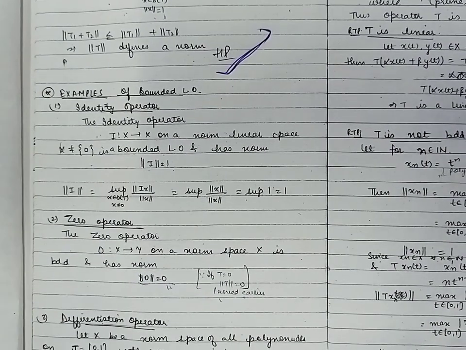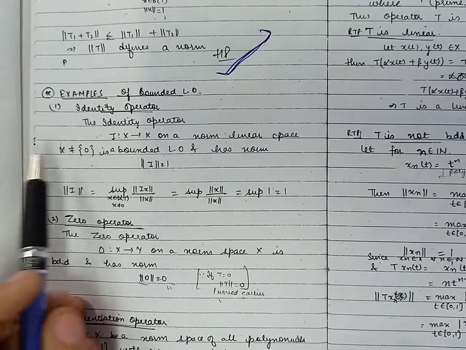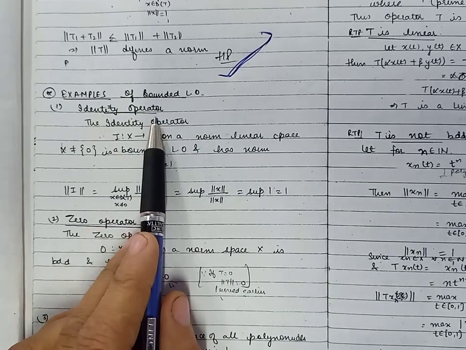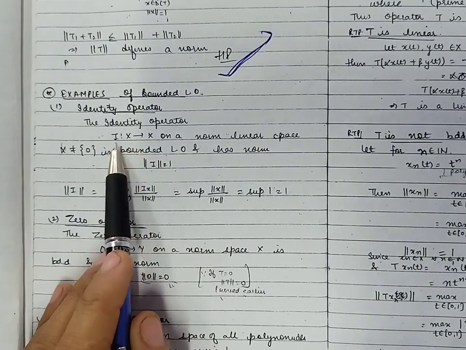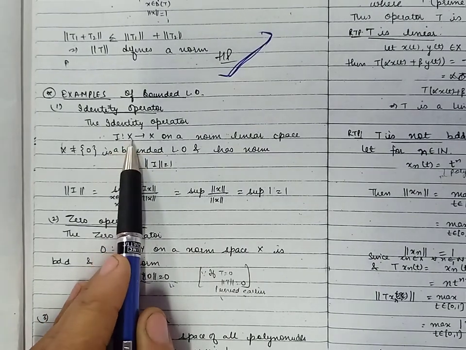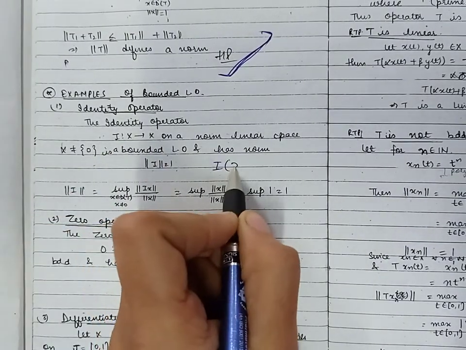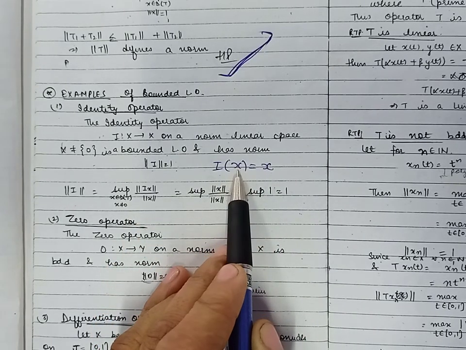Good morning, students. Today we'll discuss some examples of bounded linear operators and continuous operators. The first example of a bounded linear operator is the identity operator. Let us take a normed space X and define an operator I from X into X by I of x is equal to x. This operator is called the identity operator, and it is a linear operator.